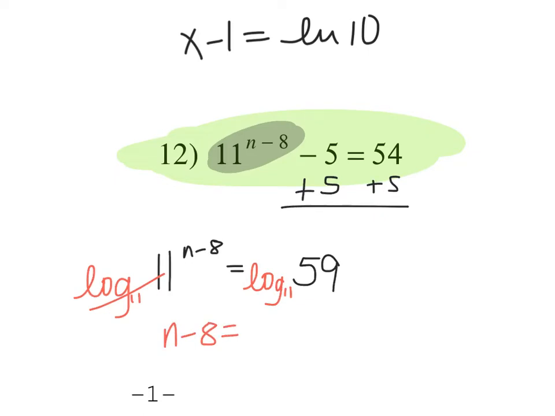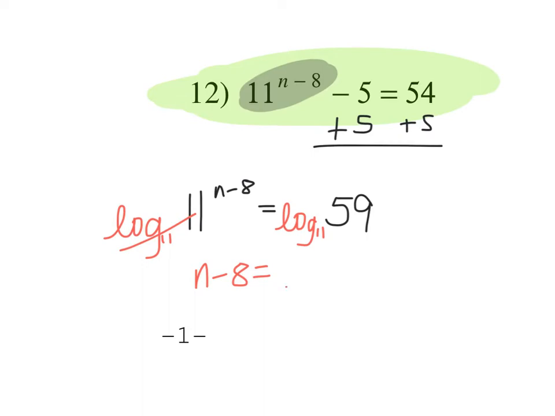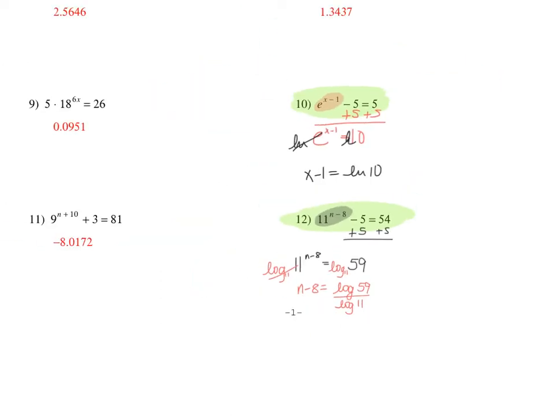Guys, how would I do this in my calculator? It's log base. It's log 59 divided by log 11. And then once you get that ridiculous decimal in your calculator, what's the last thing you do to get n by itself? You add 8. Good. But you have to remember the change of base. If you don't have that button in your calculator, then you have to do it manually, so you have to know how to do it.